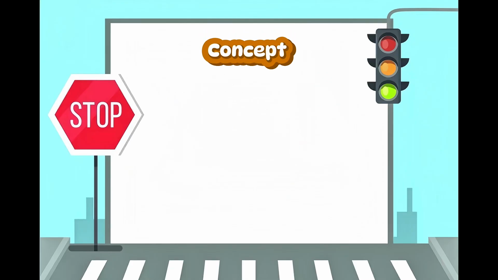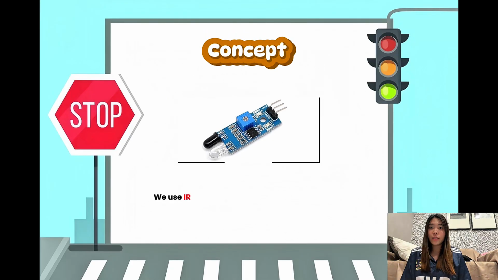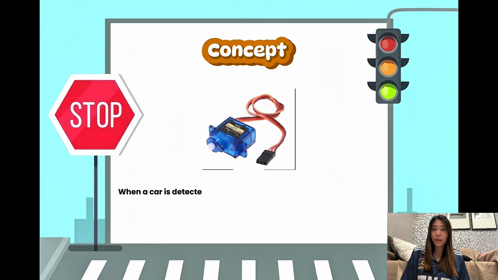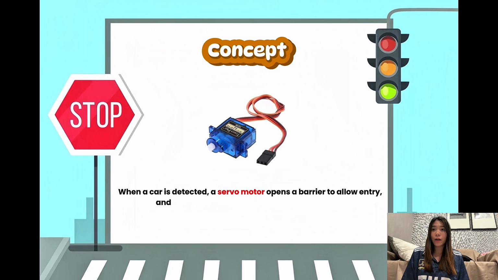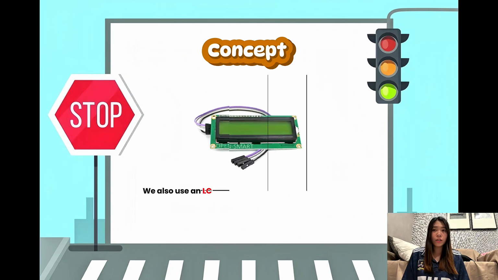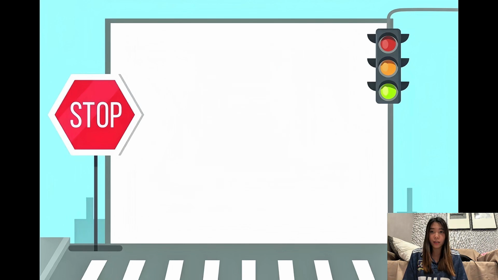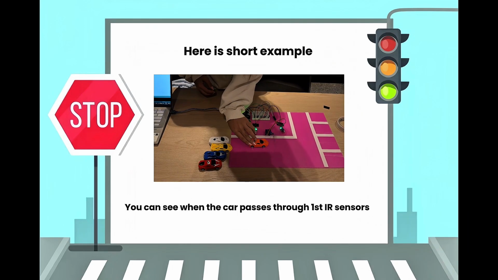For the concept, we use IR sensors to detect the presence of a car. When a car is detected, a servo motor opens a barrier to allow entry, and after the car passes, it closes automatically. We also use an LCD I2C module to indicate whether the parking slot is occupied. Here's a short example.